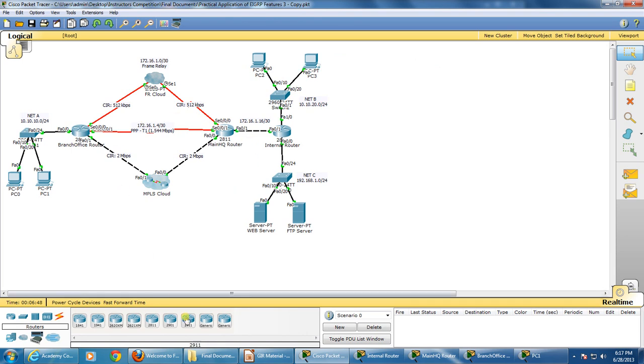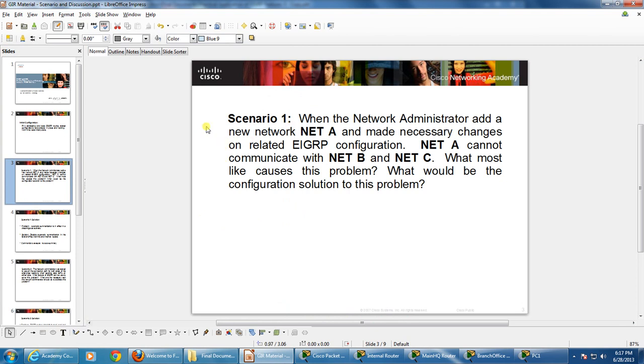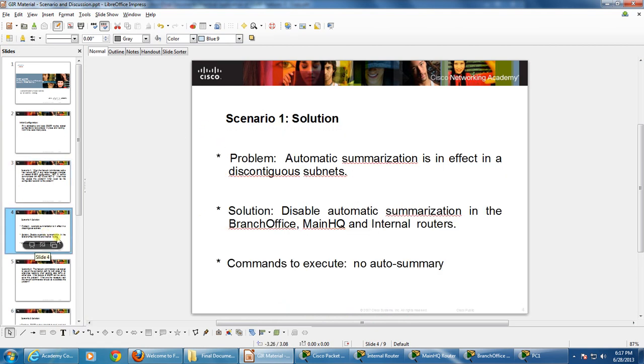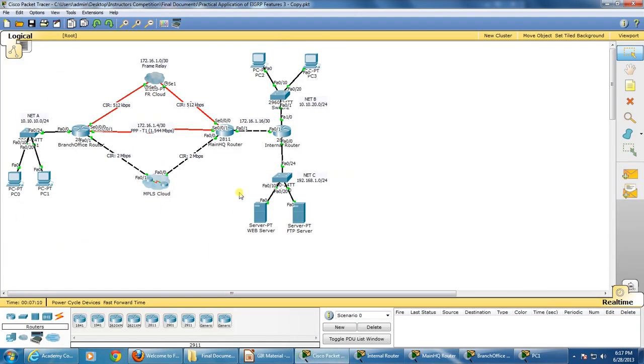Scenario number one is actually related to automatic summarization, which is enabled by default, and we know that this configuration is not appropriate for a discontiguous subnet. If you look back at our topology, we have net A and net B coming from the same block, but in between is another block, which is a class B. This makes our topology a discontiguous network, thus we have a discontiguous subnet.